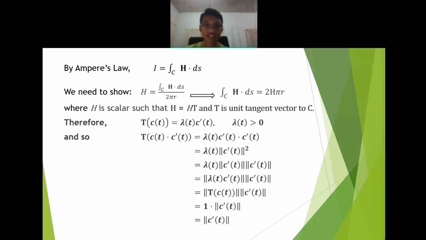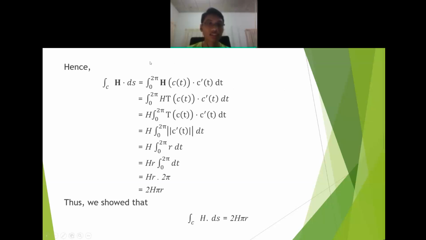Therefore, T(c(t)) equals lambda(t) times c prime(t). From here, we multiply c prime(t) to both sides shown right here. Then we do some simple calculation, and we will get the output of the magnitude of the vector. Moving on. Lastly, we can put in the values of the limit and other values that I have explained earlier.